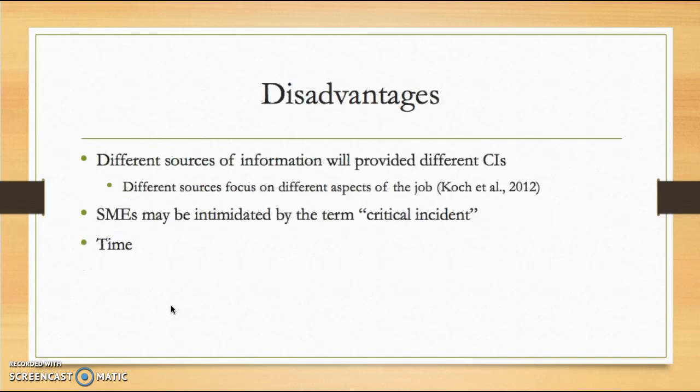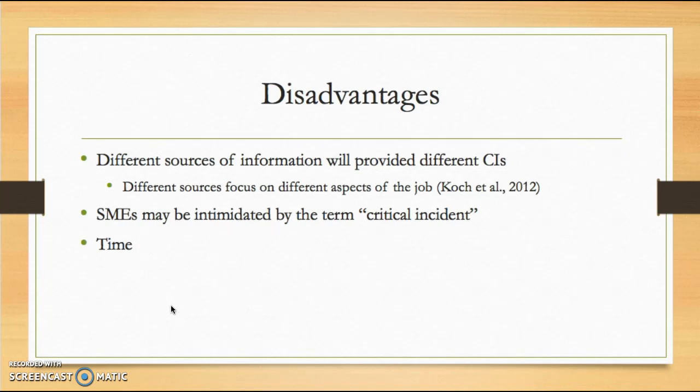Some disadvantages: different sources of information will provide different critical incidents. For example, a supervisor is going to give you different information than an incumbent, because they focus on different aspects of the job. A supervisor is going to be more focused on the overall role of this person and some of the tasks that they perform day to day, but an incumbent is going to be able to give you smaller, more detailed incidents that have occurred. Maybe not something that happens all of the time.